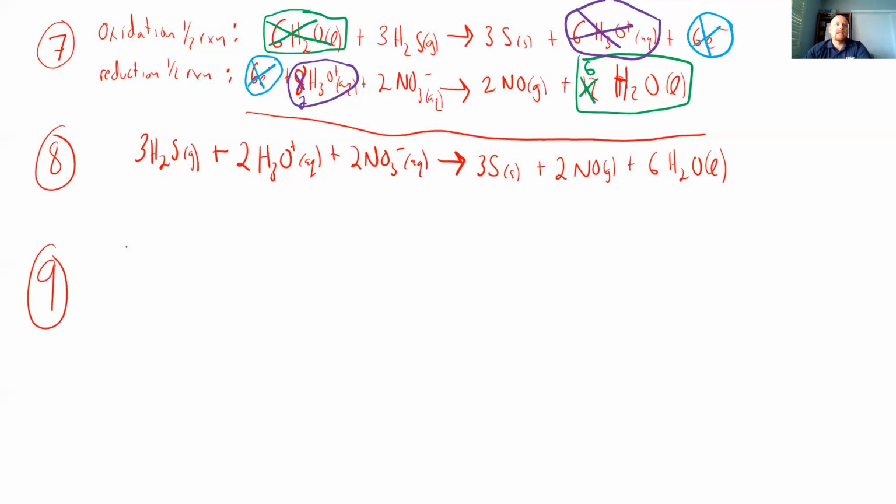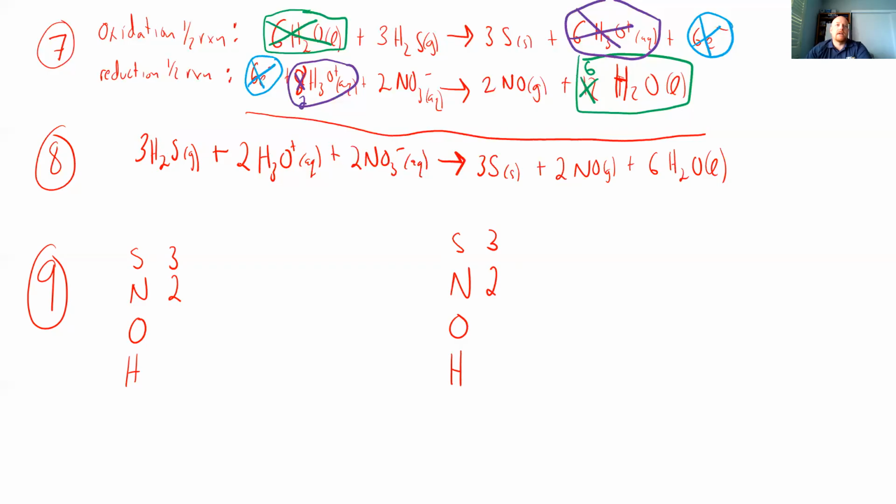Step 9, well, we're going to tally it up. We've got sulfur, we've got nitrogen, we've got oxygen, and we've got hydrogen on each side. So let's count the sulfurs. I've got 3 times 1, gives me 3 there. I've got 3 times 1, gives me 3 there. Let's go to the nitrogens. I've got 2 times 1 gives me 2 here. Over here, 2 times 1 gives me 2 there. So good. Yep, so far so good.